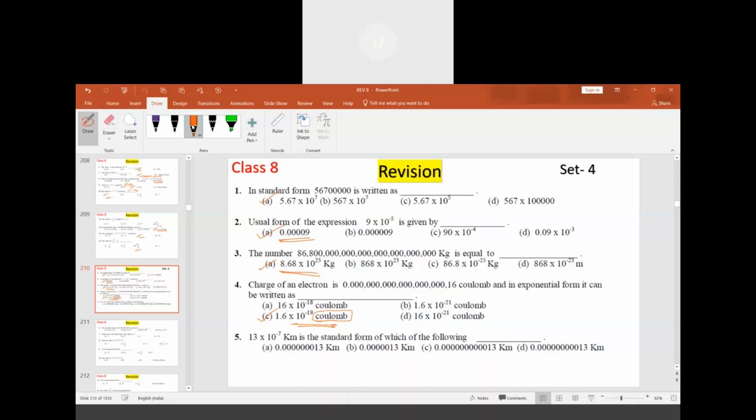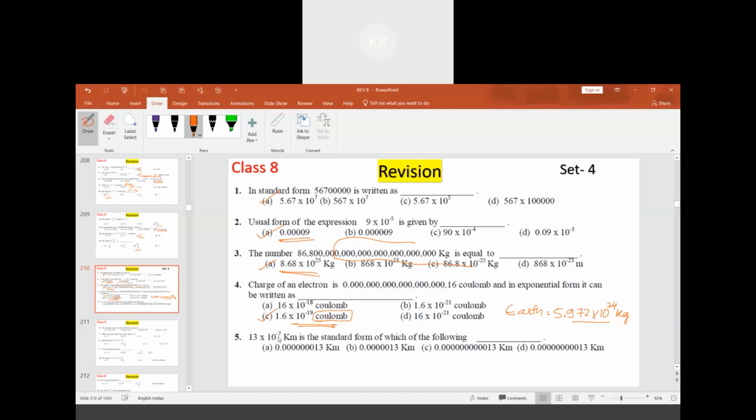Do you know the weight of the Earth? The mass of the Earth is 5.97 into 10 to the power of 24 kg. Almost like this. 10 to the power of 24 refers to 1 followed by 24 zeros multiplied to this number. It's a very large value.